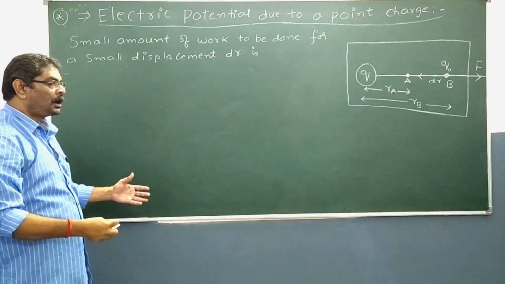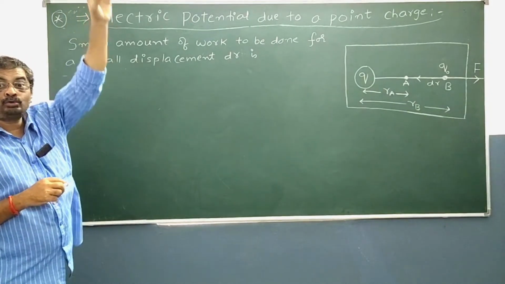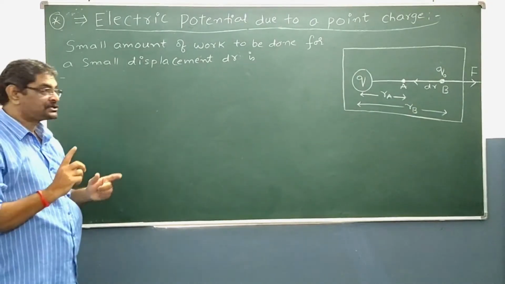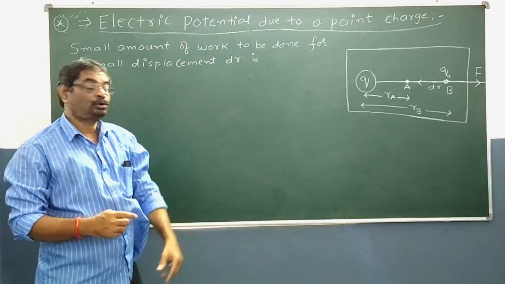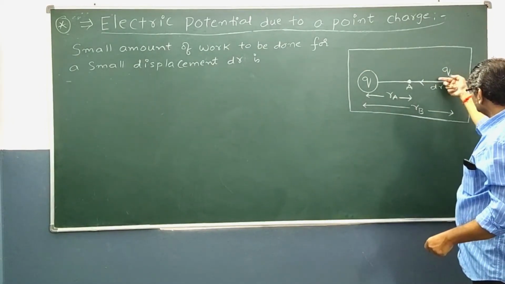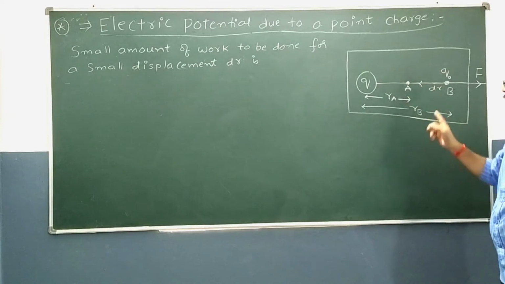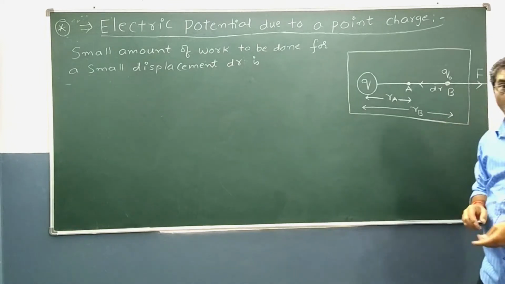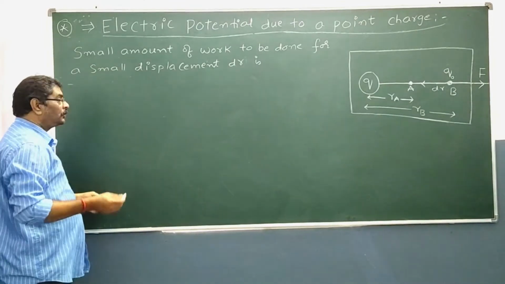will be given by the formula. So what will be the small amount of work that will be done in order to displace that test charge through a small displacement dr? So very simple, the small amount of work to be done for a small displacement dr is given by the formula.